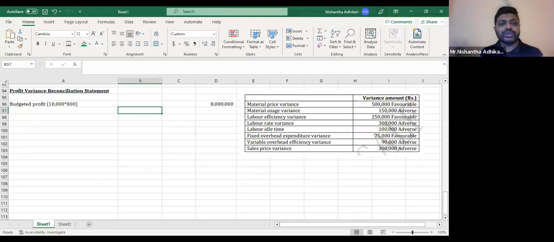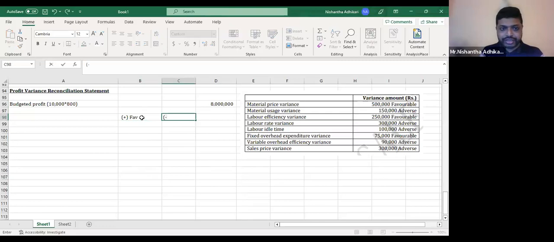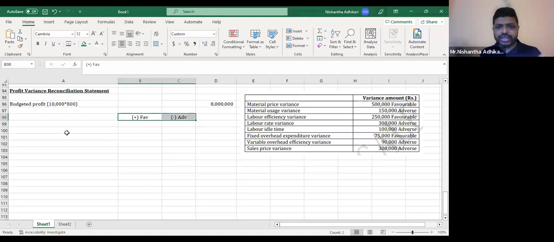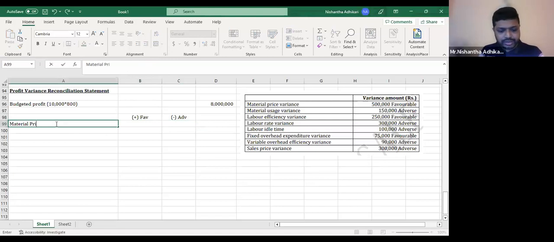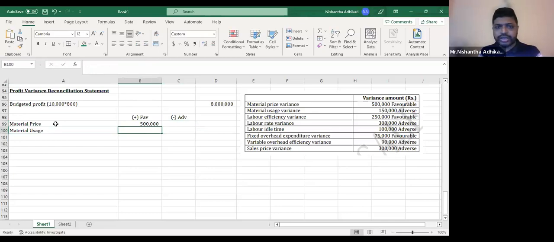Now we are going to calculate actual profit. When you're going to achieve actual profit, if there is a favorable variance, it means actual result is greater than budgeted. If there's a favorable variance, you have to add. If there's an adverse variance, it means your actual result is lower than budgeted result. Therefore, I will add favorable variances and I will deduct adverse variances. Right. It is very easy. Okay, material price. It's a favorable variance of 500,000. Then material usage variance, it is an adverse variance of 150,000.